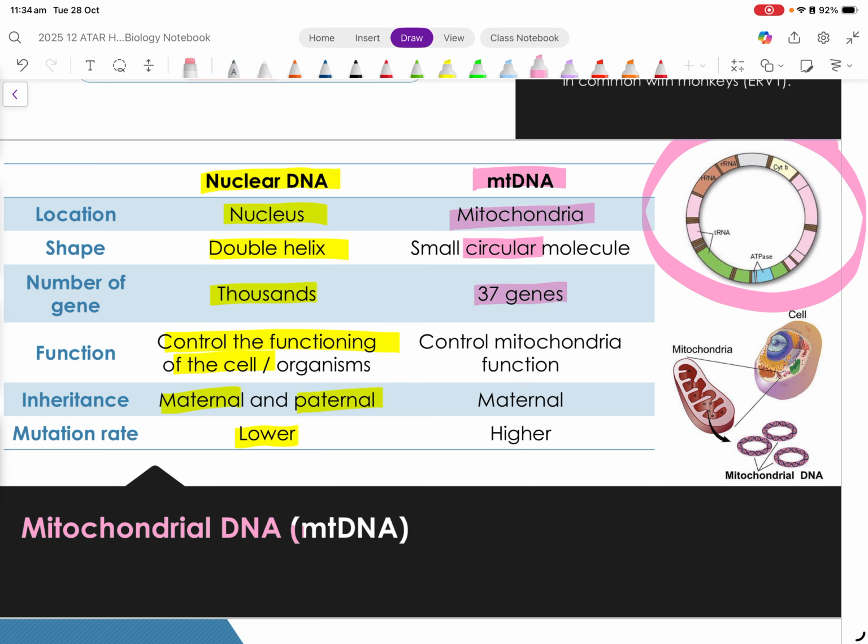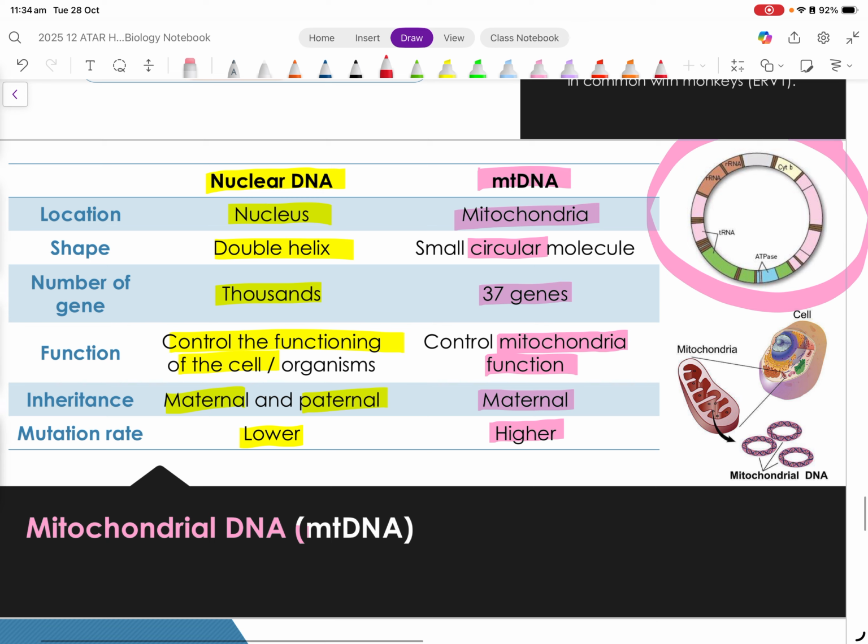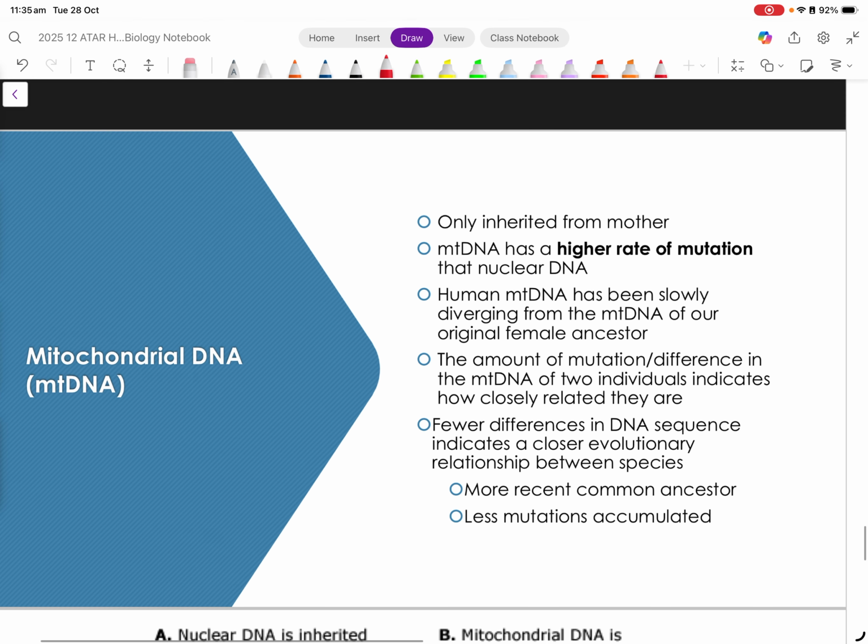From the function point of view, while nuclear DNA controls the functioning of the entire cell or the entire organism, mitochondrial DNA is very specific in its focus, and its 37 genes control the function of the mitochondria only, okay, that mitochondrial function. Now, uniquely, mitochondrial DNA is only inherited from the mother, and it has a very high mutation rate. And it's these final 2 points here, so put a star next to maternal and high rate of mutation, that allow it to be great evidence for evolution.